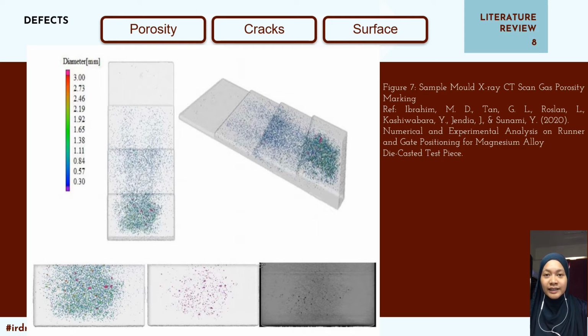Thus, in this study, the parametric modification is done to analyze the outcome focusing on the thickest part of the test piece.